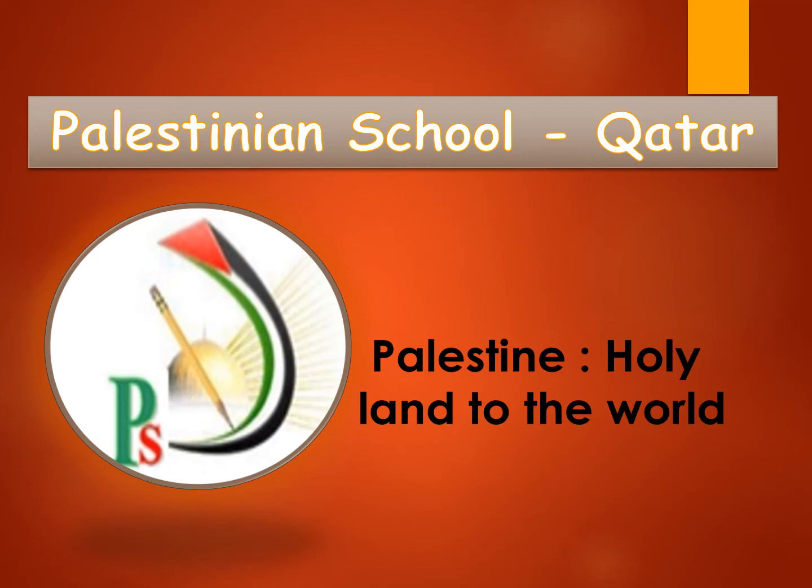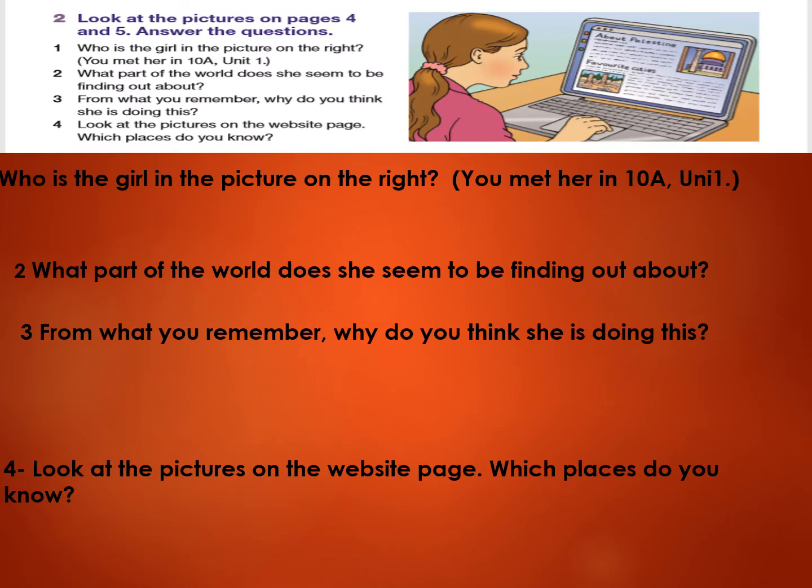Today we will complete our lesson, period 1. We will read and discuss the text. The title of our lesson is Holy Palestine, Holy Land to the World. Open your student book, page 4. Before we start our lesson, we'll try to answer the questions in activity 2, page 4. Now, you have 2 minutes in order to answer these 4 questions.